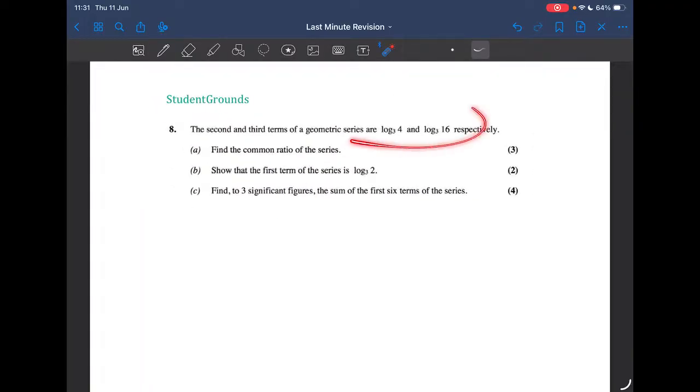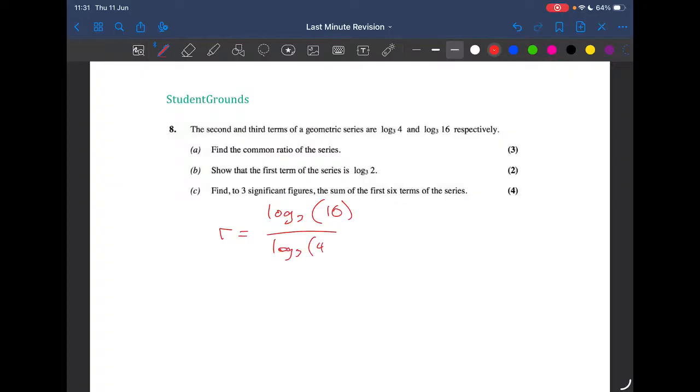So second and third terms are this. Find the common ratio. So r is going to be the division of those two: log base 3 of 16 over log base 3 of 4. On the top, that is 4 squared, so we can take a 2 out the front. Then you'll have log 3 of 4 everywhere. That's just going to be 2.